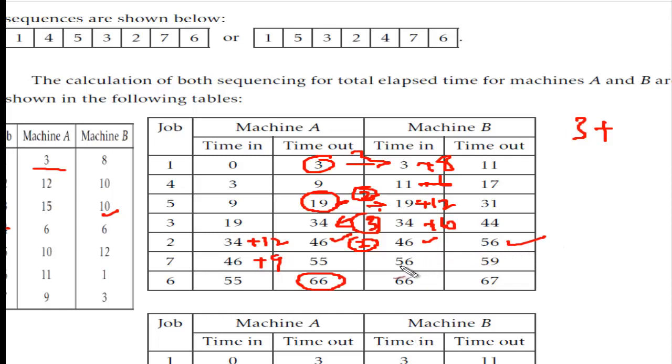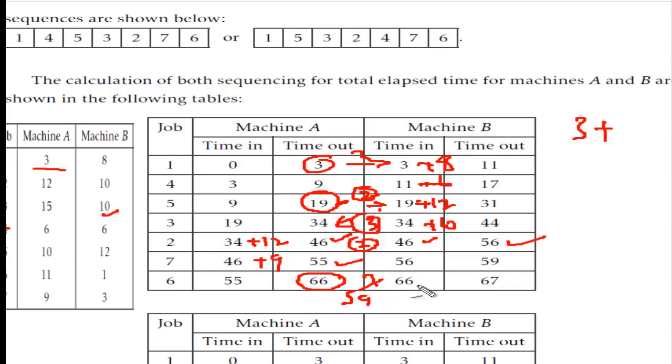So here I come at 56, it's already finished at 55, so I don't have to wait. I can start job 7 at the same time, so no waiting here. And 7 is 3 units of time, so 56 plus 3 is 59. When I come here at 59, it's not free, because up to 66 it's not free, so I have to wait 7 units of time here to get to 66.